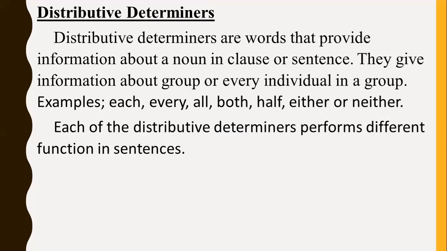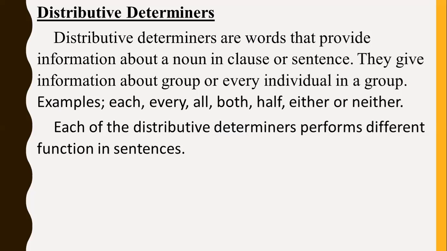Now let's go to the next one. Distributive determiners. Distributive determiners are words that provide information about a noun in a clause or sentence. They give information about a group or every individual in a group. Let us look at the examples.